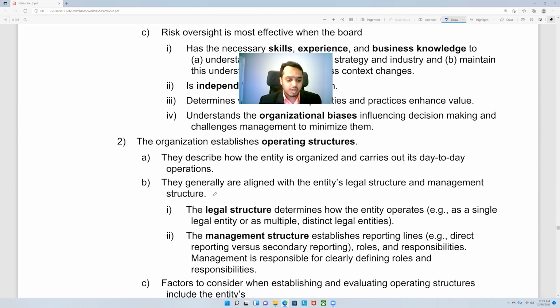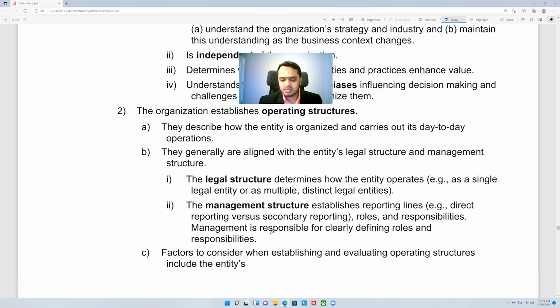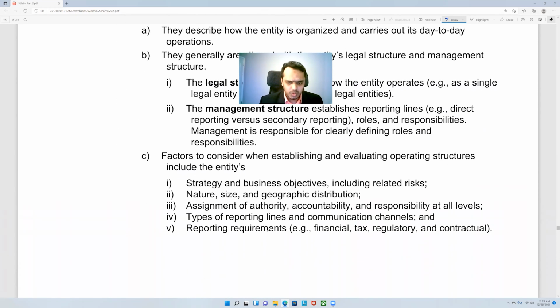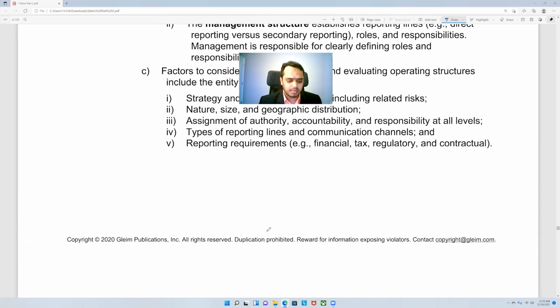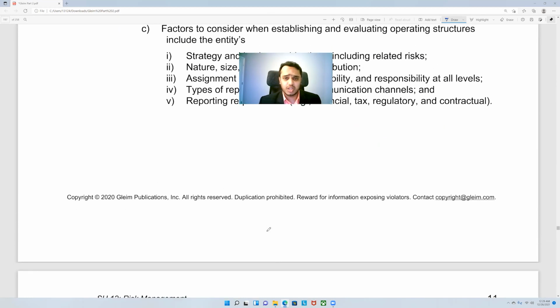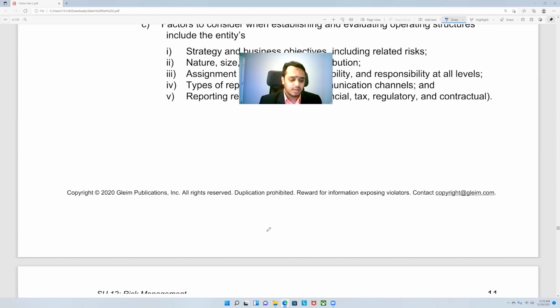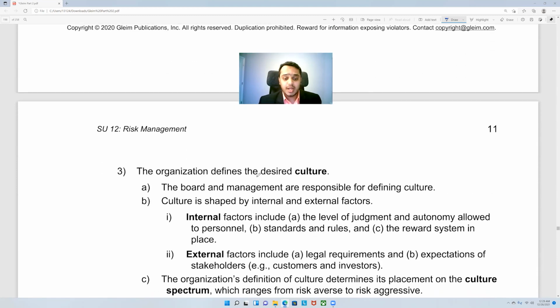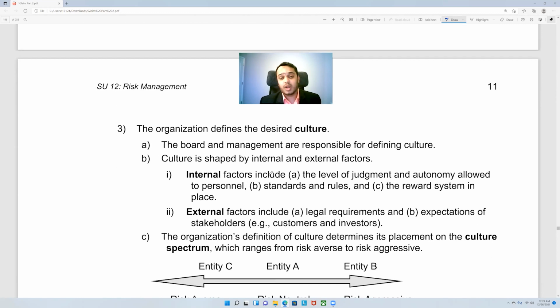Now, operating structures, legal structure, management structure, you guys can go through this. The size of the organization, which we've just talked about, and the operations of the organization, how they are going to happen, matters in there. Now, the organization defines the desired culture. What is the culture which is required? Now, they are talking about 3 things here.